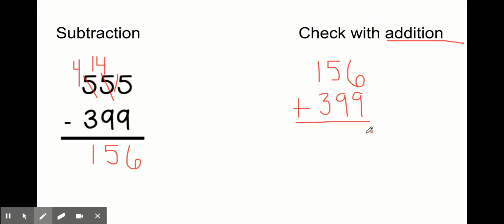6 plus 9 is 15. That's 5 ones and 1 ten. 1 plus 5 is 6. Plus 9 is 15. That's 5 tens and 100. 1 plus 1 is 2. Plus 3 is 5. Did I get 555? I did. That's how I know I'm correct.